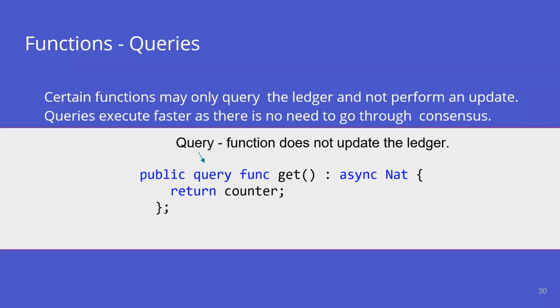Now, certain functions may only query the ledger, and when you want to do that, you declare the function as a query, so public query function. In this case, I want to return the value of the counter, and when you do that, it doesn't have to go through consensus to get the response back, as opposed to when you're writing to the ledger, where it has to go through consensus.